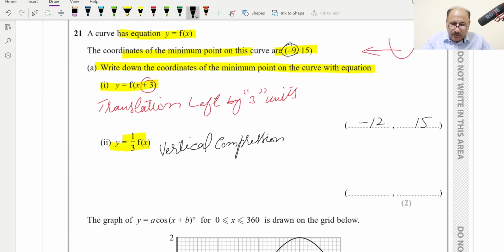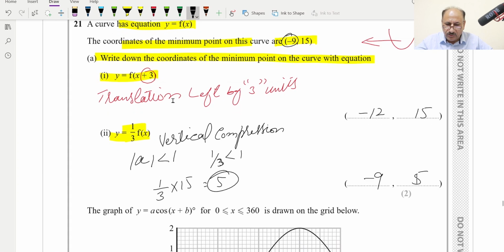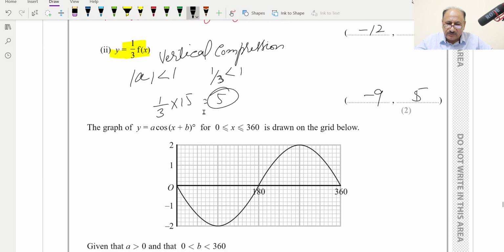This will be vertical compression if the modulus is less than 1. So 1 by 3 we know is less than 1, so the y value will be multiplied by 1 by 3. So 1 by 3 into 15 will be equal to 5. So the x value will remain minus 9 as it is, and 15 will be changing to 5. Hopefully you understood this. All this I have written for your explanation.